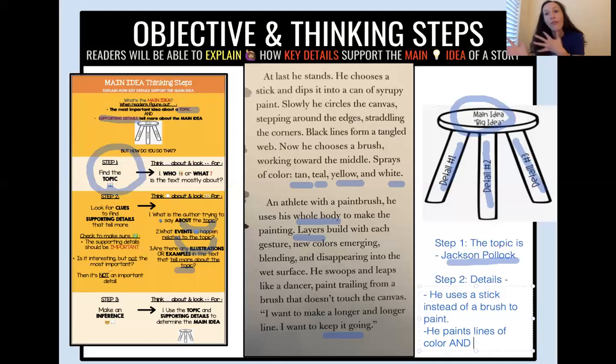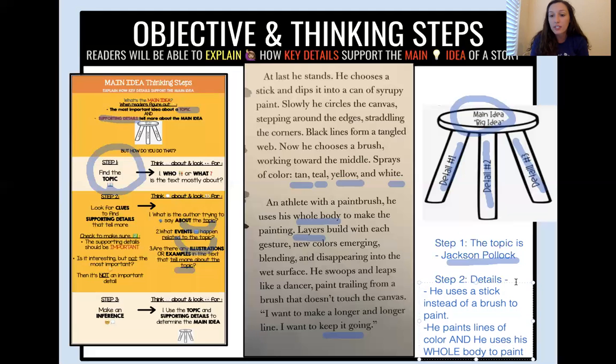He is moving around like a dancer. He's leaping, which means that he's jumping. These are not usually things that we think about when we think about painting. But the author spends the whole page telling us all about these different movements. So for our last detail, we can say he uses his whole body to paint. Not just his arm, not just his hand, but his whole body. That is what he uses to paint.